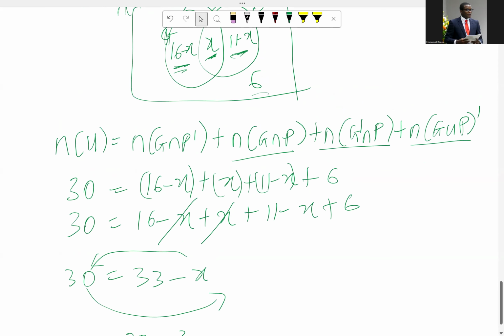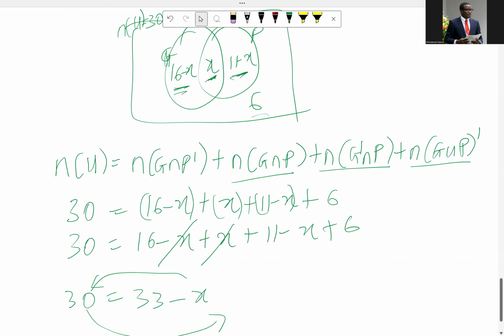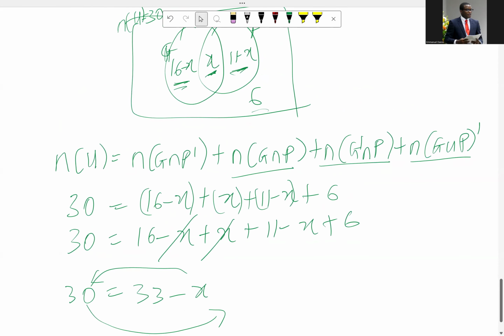Is everything fine? Let me see. The outsiders are 6, right? So 16 plus 11 is 27. 27 plus 6 is 32. All right, I need to check something. 30. Yeah, it's 30. Okay.